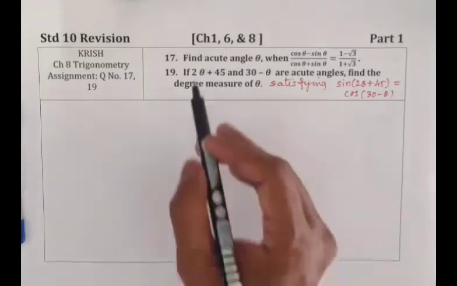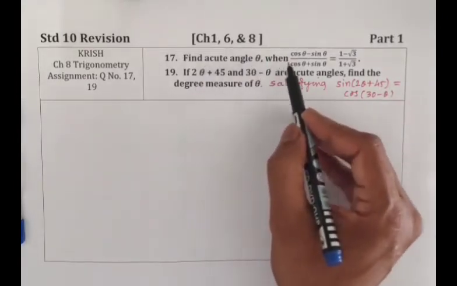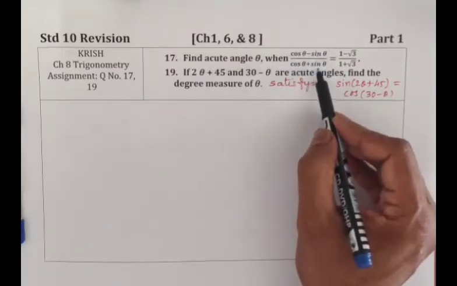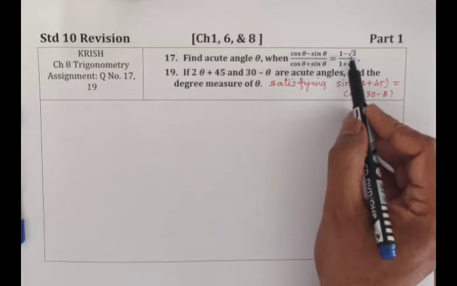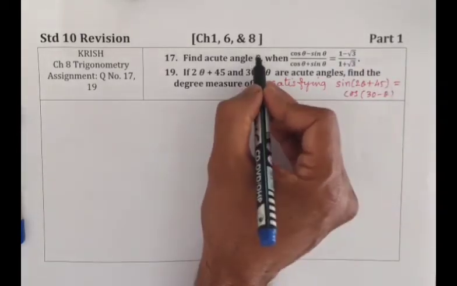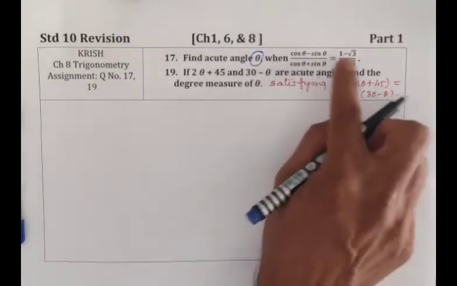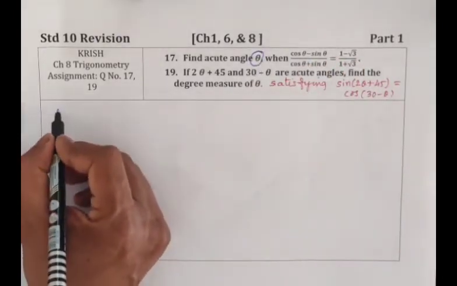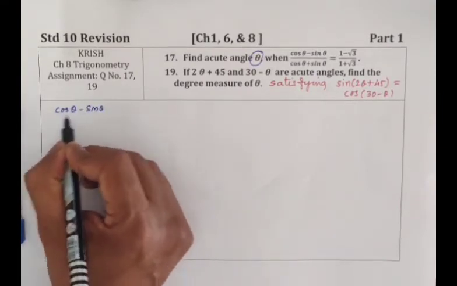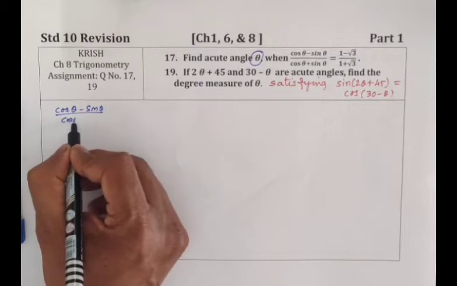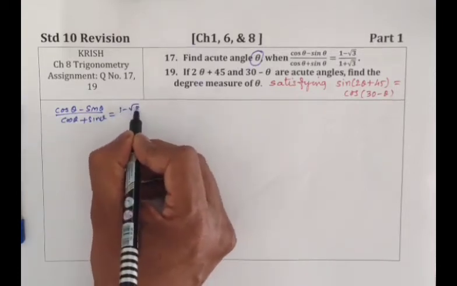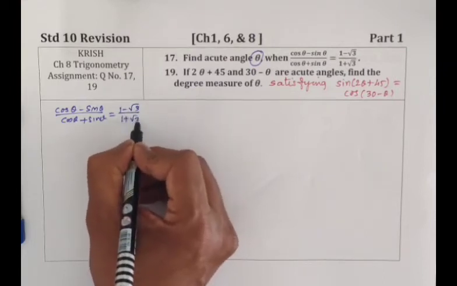The first one. Find acute angle theta when cos theta minus sin theta whole upon cos theta plus sin theta is equal to 1 minus root 3 whole upon 1 plus root 3. So you are supposed to find theta, and this equation is given. What is given? Cos theta minus sin theta whole upon cos theta plus sin theta is equal to 1 minus root 3 whole upon 1 plus root 3.